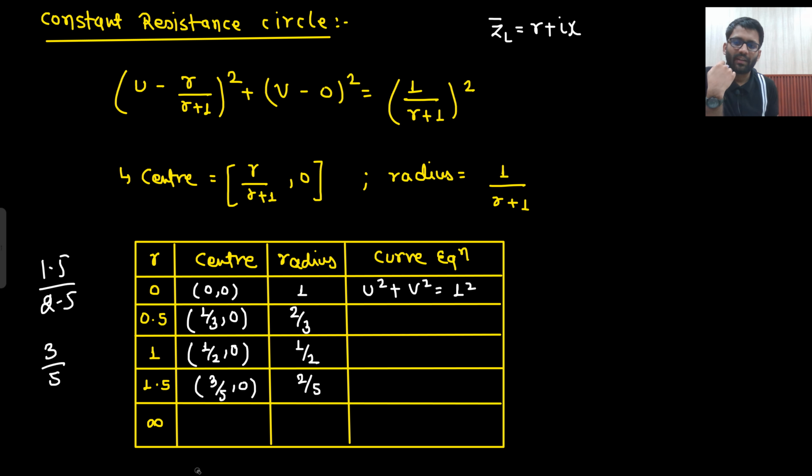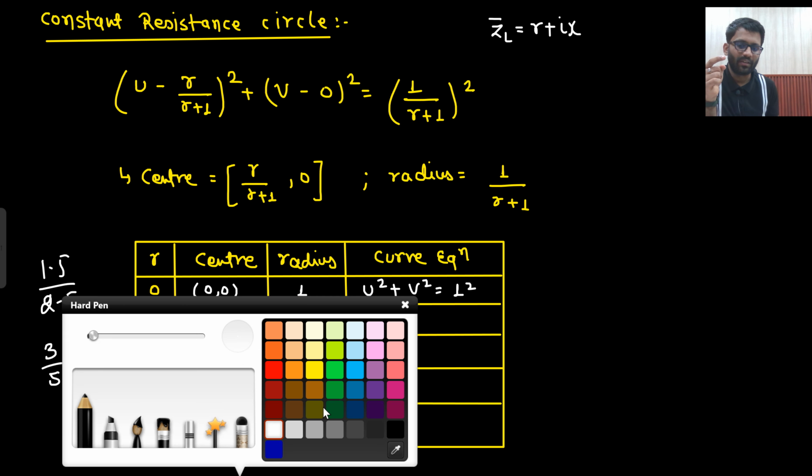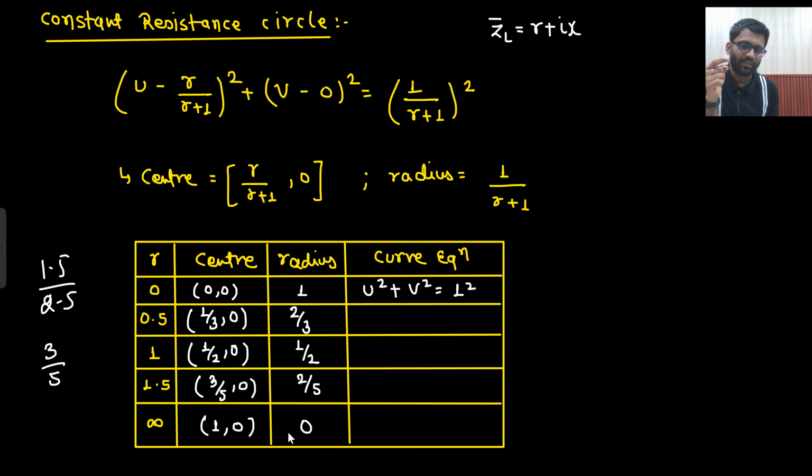Okay, and if the resistive part is infinity, that means open circuit load, right? If the resistive part is infinity, so what will happen? Center will be 1 comma 0. Why 1 comma 0? Because r upon r plus 1 is also very large, so this 1 can be ignored. So r by r will be 1 only. So center will be 1 comma 0, and what will be the radius? 1 by infinity, that will be 0 only. So radius will be 0.